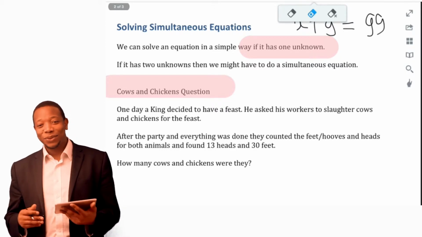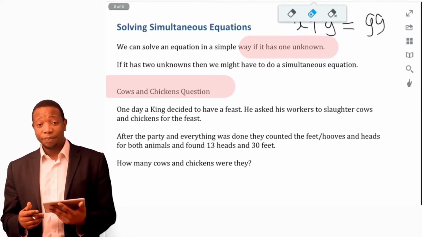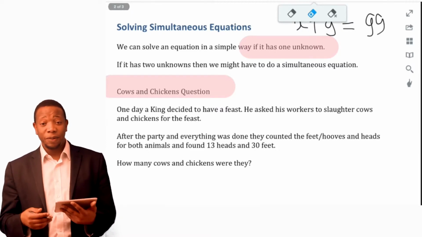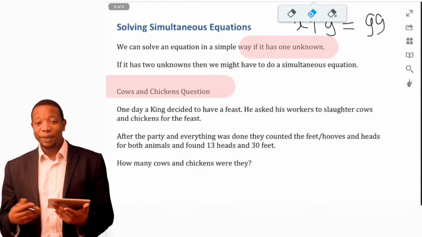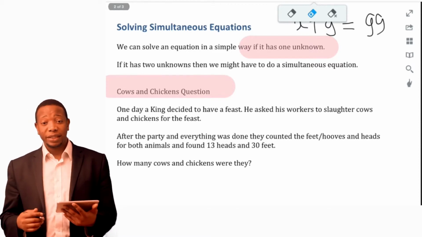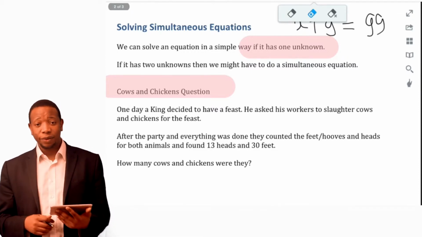Now, I'll give you a chance to just solve that, and then you can maybe send your comments on the video, and then in a couple of days, I'll upload the answer. But I'm sure you can solve this one. So let's have a go.